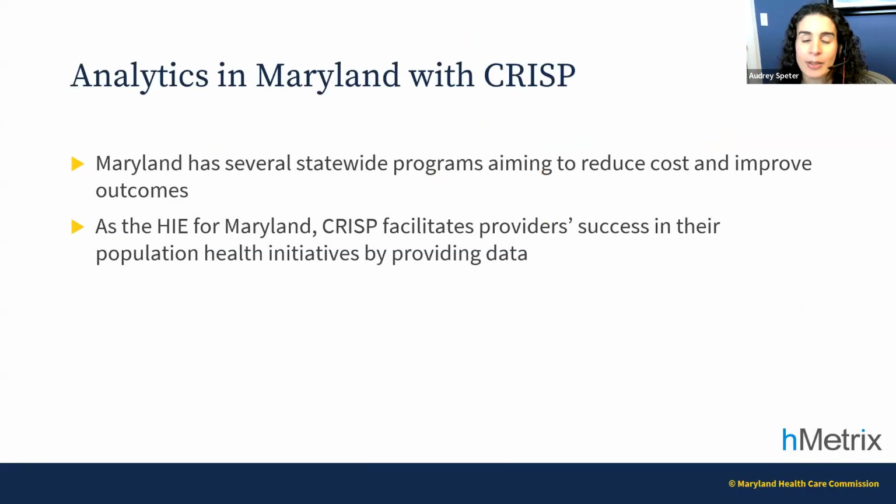So let's talk about Maryland and let's talk about its relationship with CRISP. So as I mentioned, HMetrics partners with CRISP. We provide analytic and reporting services for Maryland. And there are several statewide initiatives across the state aiming to reduce cost and aiming to improve outcomes. Maryland relies on CRISP to provide the data services to operationalize these programs, to get data into the hands of the participants so they can achieve the desired outcomes.